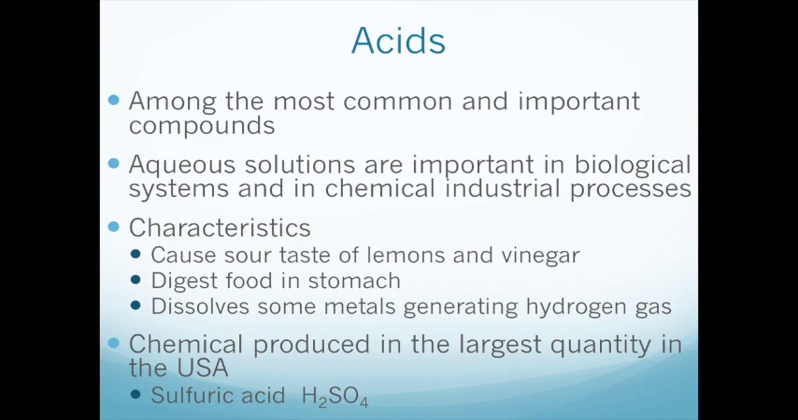The characteristics of acids include the sour taste of lemons and vinegar, which is important in food chemistry. Also, acids are what digest the food in our stomachs, namely hydrochloric acid. And acids also dissolve many metals, which then create salts and hydrogen gas, which can be used for other purposes. The largest quantity of any chemical produced in the United States is sulfuric acid, which is interesting. It's a very useful solvent for dissolving metals, and also can be used in the production of gunpowder.